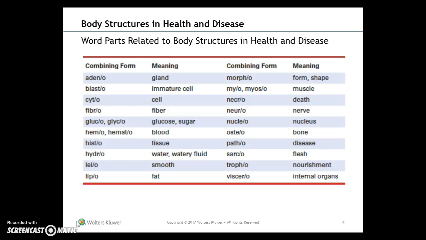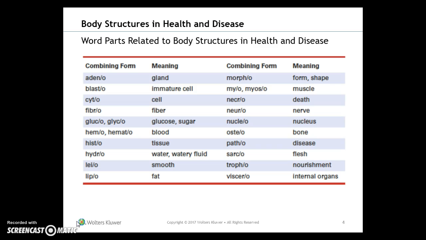Body structures in health and disease, when we talk about that, we first have to talk about the healthy state, which is the body functions optimally without any signs of disease or abnormality, and we have to understand those terms. In such a state, the body is referred to as being in a homeostatic balance. But when an imbalance exists, diseases or disorders result. This section introduces you to word parts related to body structures in health and disease.